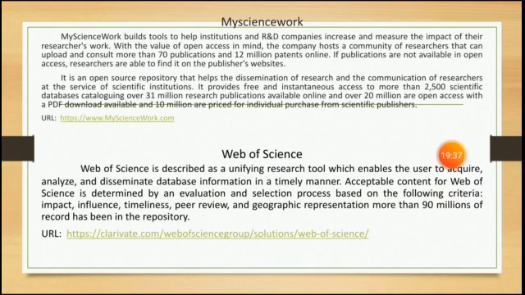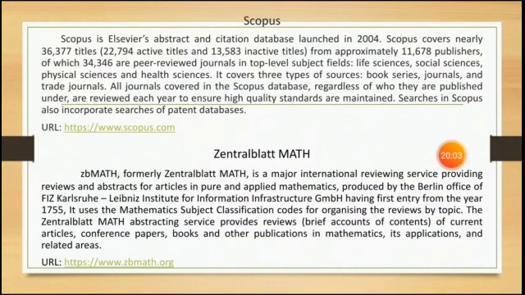Then we have Web of Science. It is described as a unifying research tool which enables the user to acquire, analyze and disseminate database information in a timely manner. More than 90 million records have been stored in Web of Science, with more impact, influence, timeliness, peer-review and geographic representation towards the research.